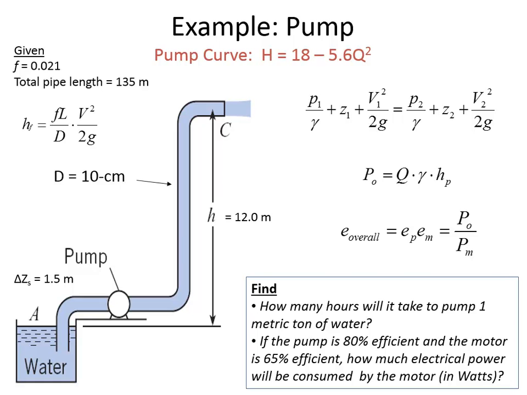Okay, given already is the pump curve. And so the pump curve is H equals 18 minus 5.6 Q squared. All right, system curve. We're going to generate one ourselves. The system curve essentially is just the energy equation. So let's start with it that way.